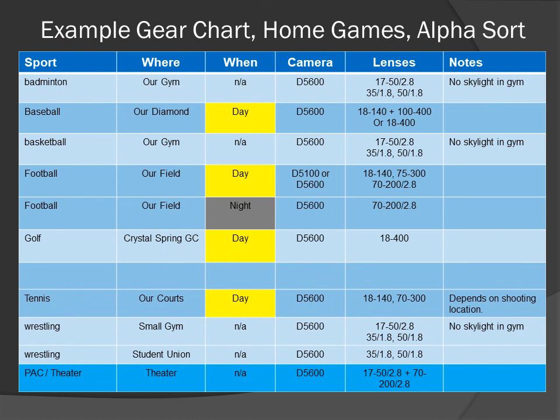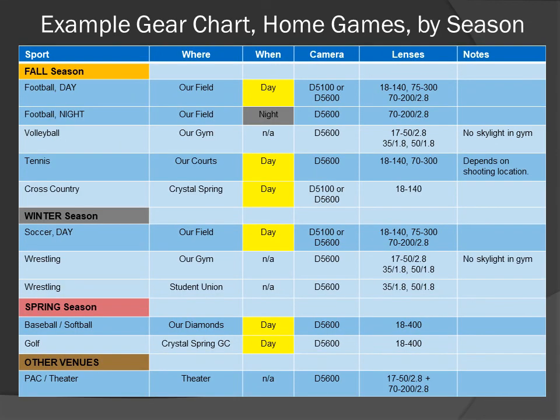This is another sort of that chart, except this one is an alpha sort. Badminton comes before baseball, and baseball is before basketball. So it's an alpha sort of all your sports. This is another look at the same thing, except now we go by season. Fall, winter, spring, and other venues. This way, if it's fall, you just look at the fall section of the chart. If it's winter, you just look at the winter section. You ignore the rest of the chart. Again, it's how the chart works best for you, not for me.